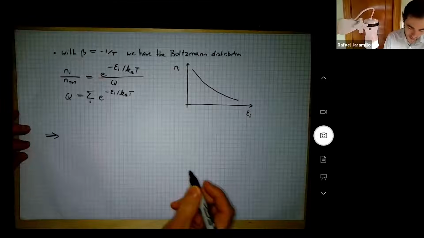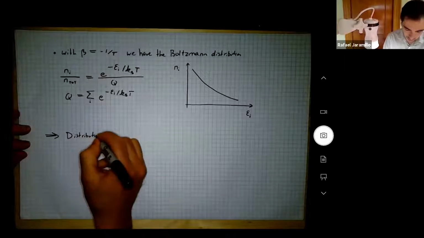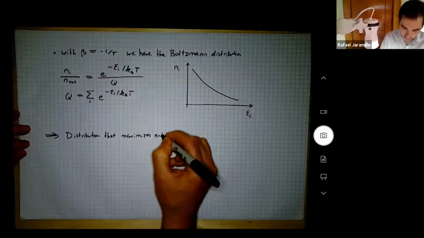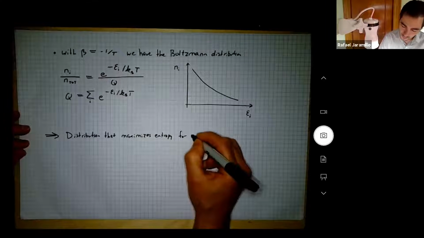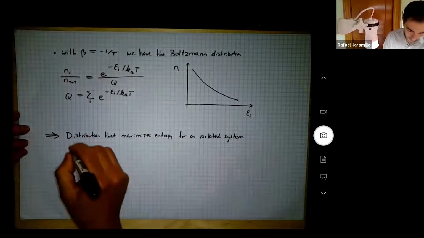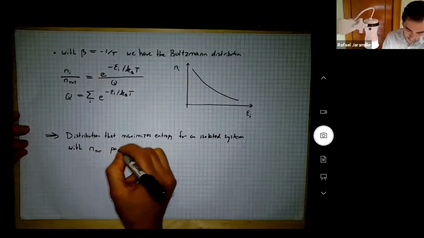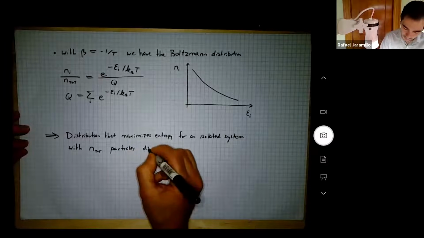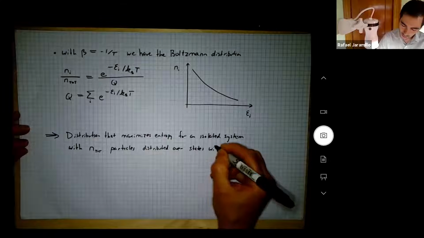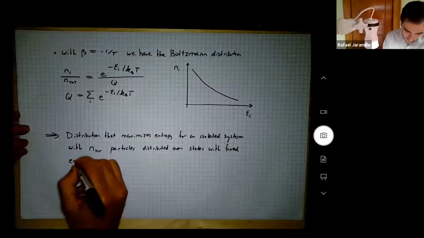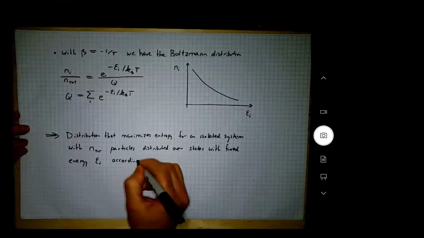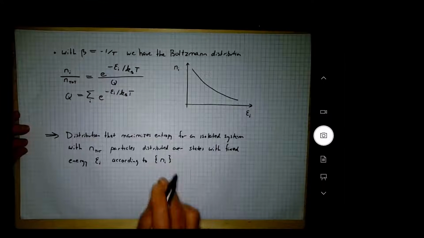In words, this is the distribution that maximizes entropy for an isolated system with N total particles distributed over states with fixed energy levels, so unchanging energy levels, according to that set of occupation numbers.